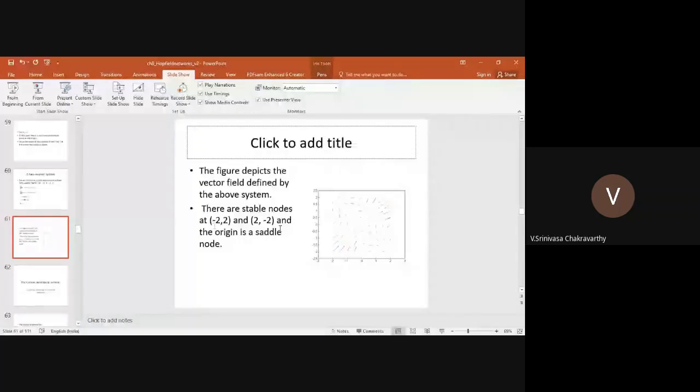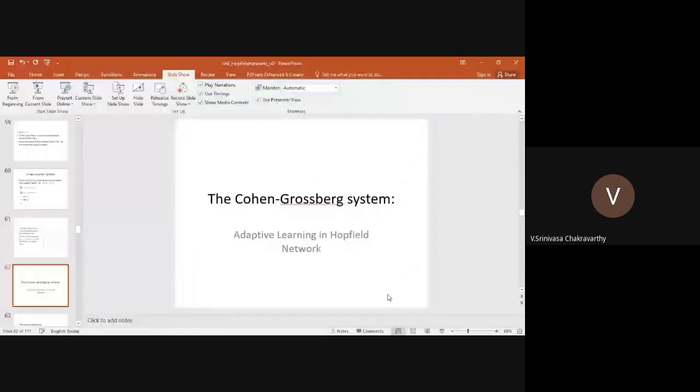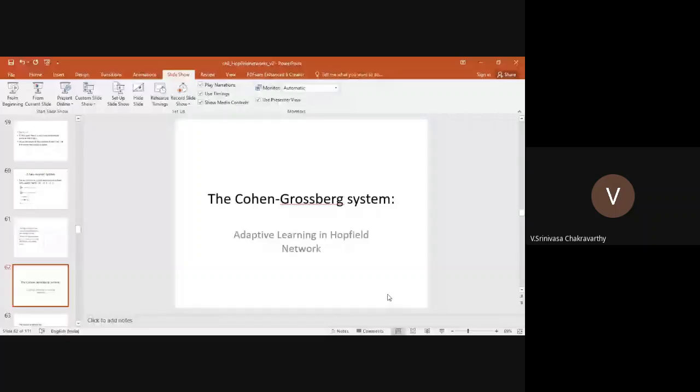Okay, let us stop here. In the next class, we'll look at the Cohen-Grossberg system, which is basically another extension of the Hopfield network, where the weights are also trained gradually through time, unlike in the Hopfield network where they're just calculated using Hebb's rule. That kind of model takes us closer to what people think happens in the hippocampus and how memories are stored in the hippocampus.